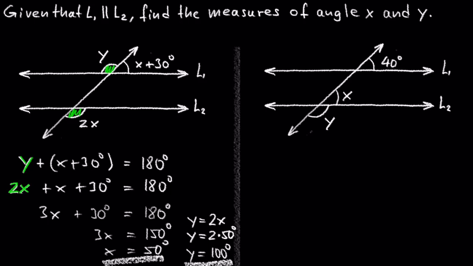Let's look at the next example and find out what x and y are. These two angles are corresponding angles, so they have the same measure. So we can write x equals 40 degrees. Now, this angle and this angle are adjacent angles of intersecting lines, which means they are supplementary angles. So the sum of these two angles is 180 degrees. Therefore, we can write x plus y equals 180 degrees.